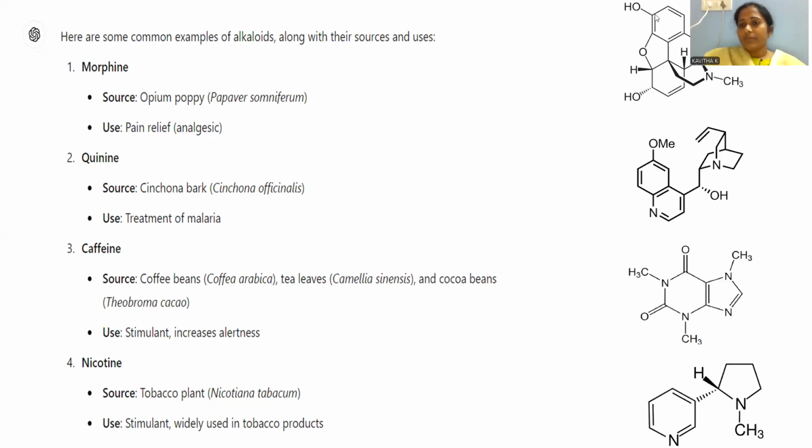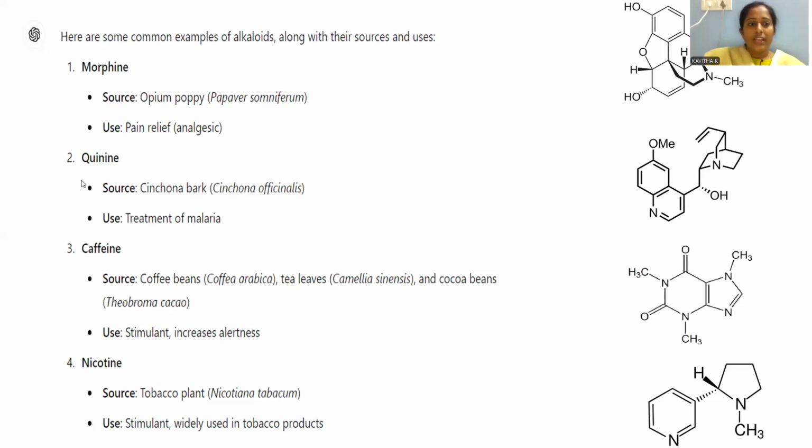This entire structure belongs to what? Morphine. Morphine has a phenanthrene type of ring, and here a saturated furan ring is there, and a piperidine ring is there. So this is the entire skeleton given for morphine, and it is used to relieve pain, so we can say the analgesic property is there.